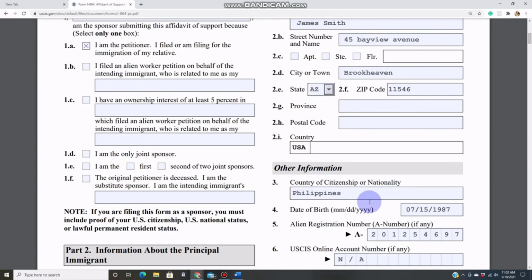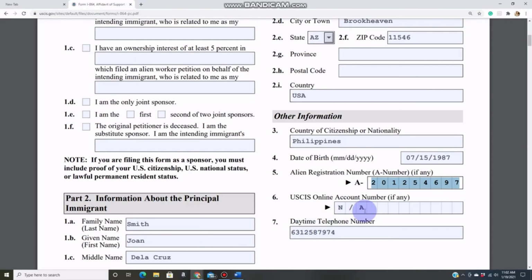Other information. In this part, you are going to write down the information about you. Country of citizenship or nationality, Philippines. Date of birth, I was born on July 15, 1987. Alien registration number, so this is my alien registration number. USCIS online account number. Since we do not have a USCIS online account number, I write N/A. And this is my daytime telephone number.